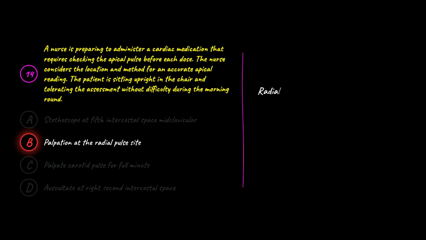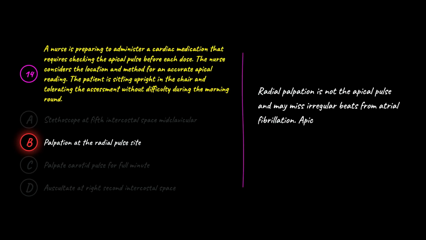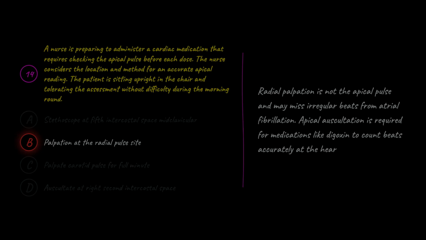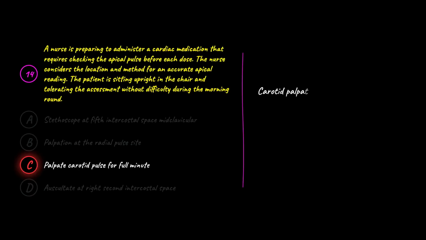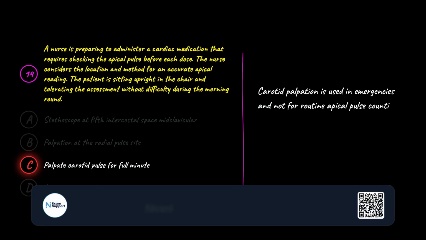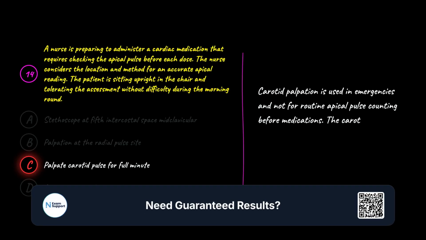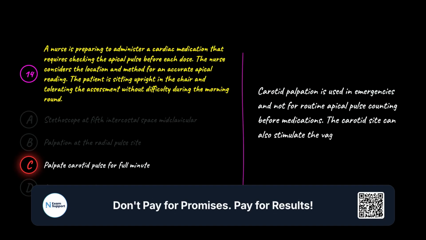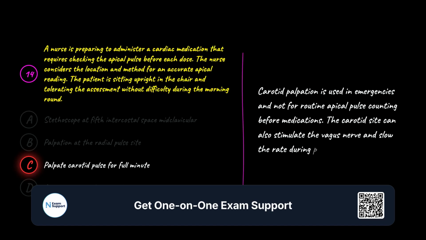B is wrong because radial palpation is not the apical pulse and may miss irregular beats from atrial fibrillation. Apical auscultation is required for medications like digoxin to count beats accurately at the heart. C is wrong because carotid palpation is used in emergencies and not for routine apical pulse counting before medications. The carotid site can also stimulate the vagus nerve and slow the rate during palpation.